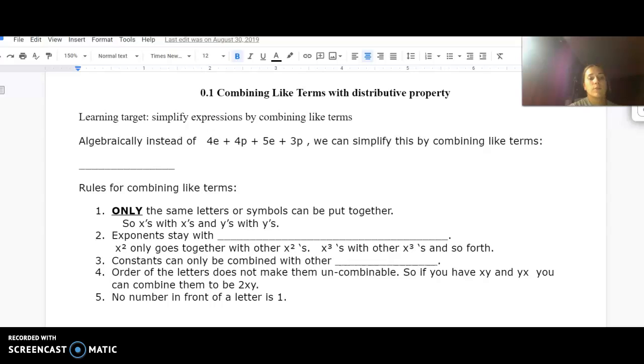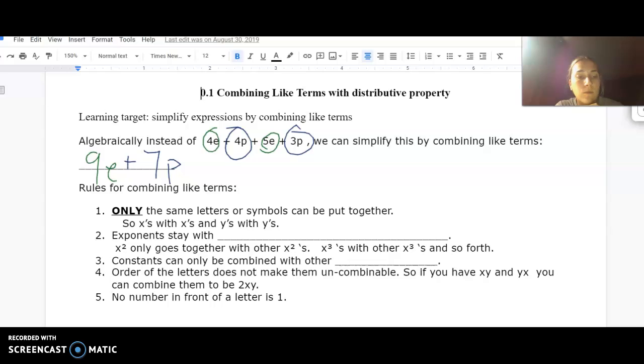So to start off here, algebraically, instead of 4e plus 4p plus 5e plus 3p, we can simplify this by combining like terms. So I can combine this 4e and 5e to get 9e. All right, and then if I look at the rest of it, I see that I have 4p and 3p. I can combine 4 plus 3 to get 7p. Okay, so that is my simplified expression.